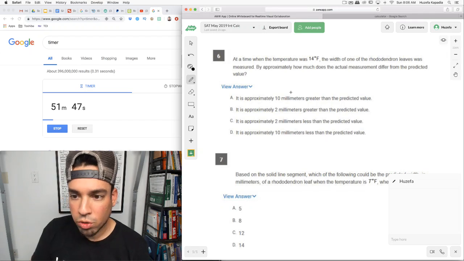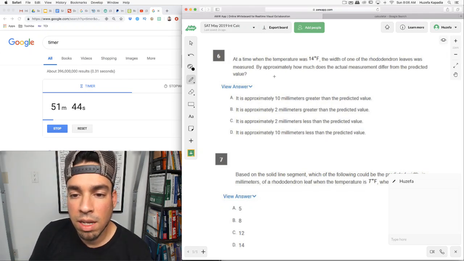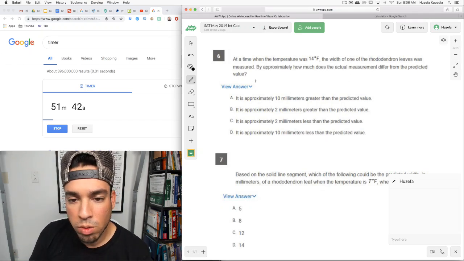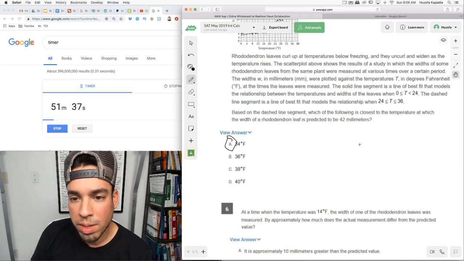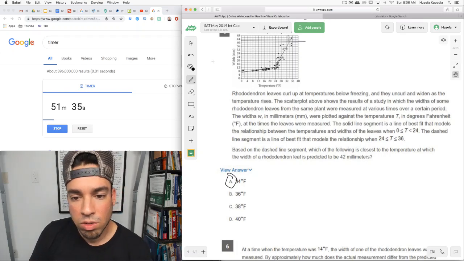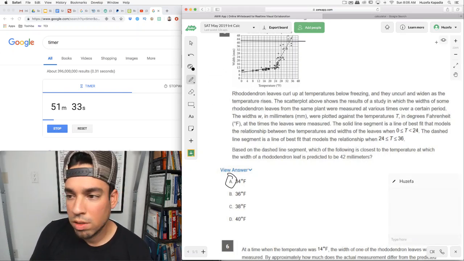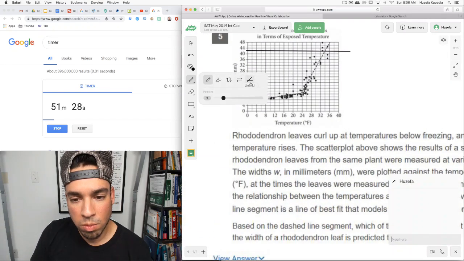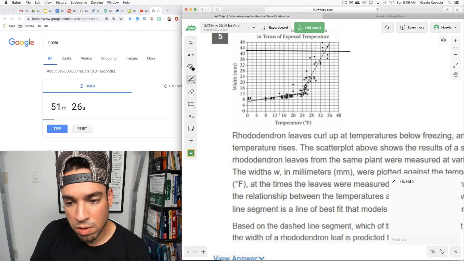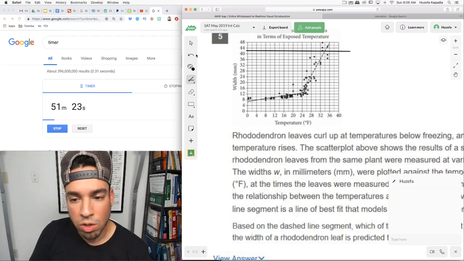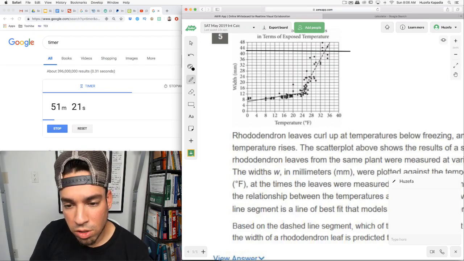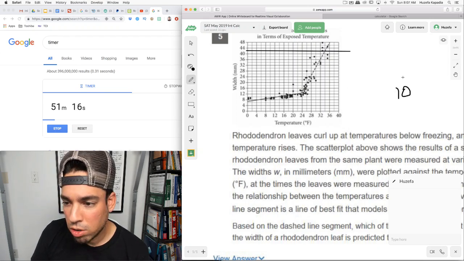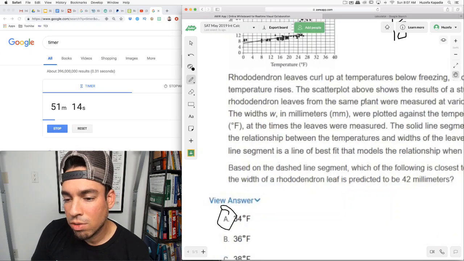At a time when the temperature was 14, the width of the rhododendron was measured. By approximately how much does the actual differ from the predicted value? Okay, so we have to go back up to 14 degrees. Let me zoom in a little. Okay, here's 14. So here's the predicted, which is 10, and here's the actual, that dot, which looks like about 12. So I'm thinking it's a difference of about 2.